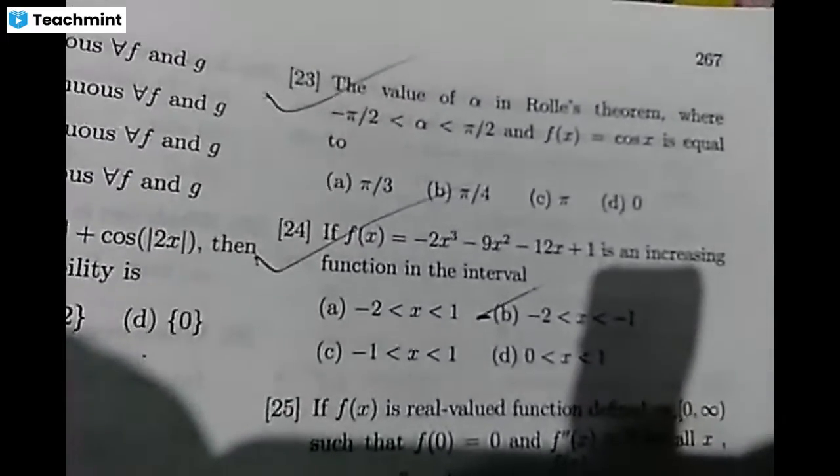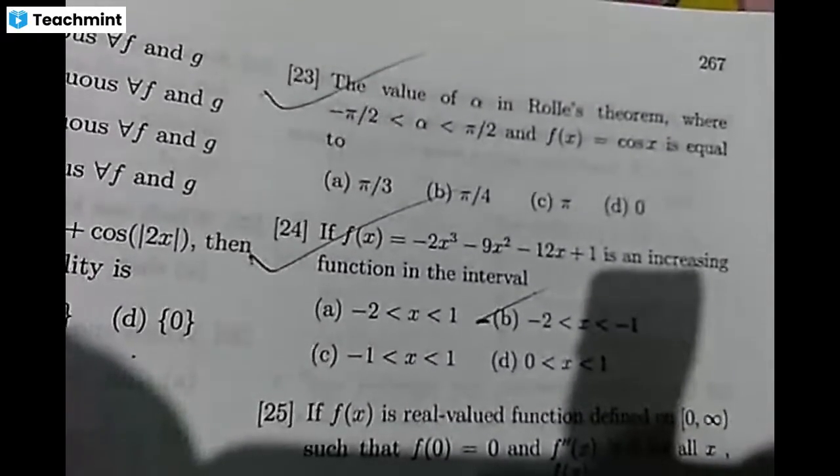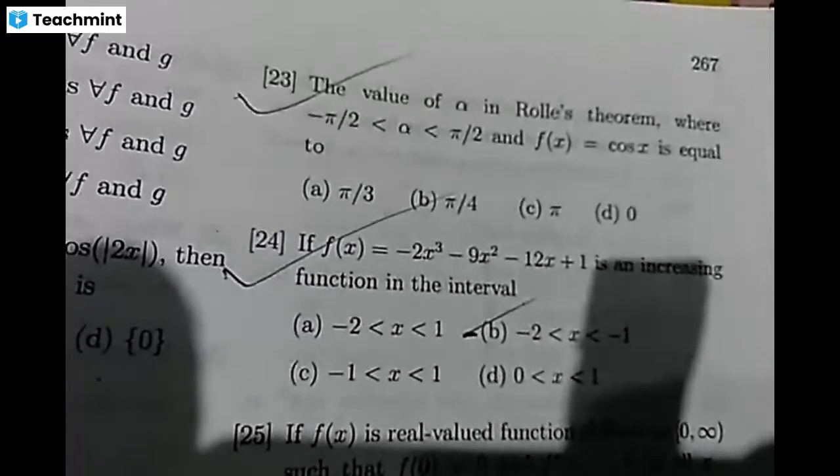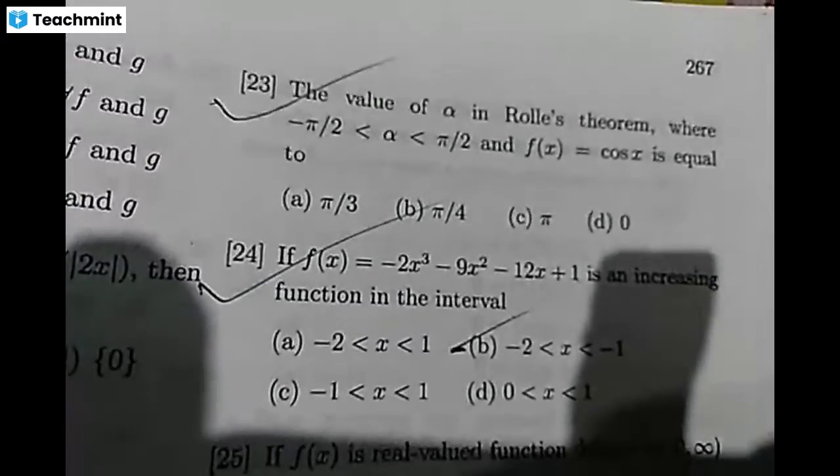Look at this question. The value of alpha in Rolle's theorem, where minus pi by 2 is less than alpha less than pi by 2, and alpha belongs to the range minus pi by 2 to pi by 2, and the function f(x) is equal to cos x. Four options are given. So we have to find out by Rolle's theorem at which point the first derivative of f(x) is equal to 0. So I have solved this. Look, in this way we can solve this.